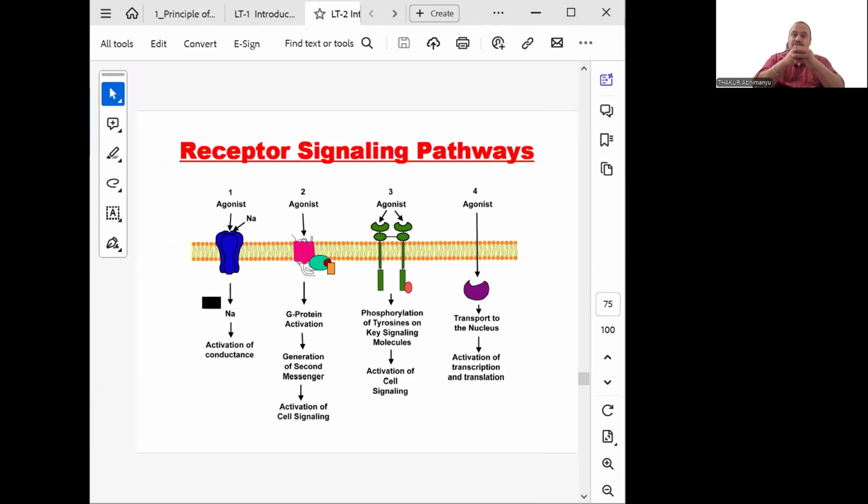And when the drug binds to its receptor, it can trigger a series of events that lead to different effects. The major types of receptors are the ion channel, the G protein coupled receptor, often referred to as GPCR, then the enzyme linked receptor, and the fourth one is the intracellular receptor. Each of these receptors initiates a different cellular response when activated by a certain drug.